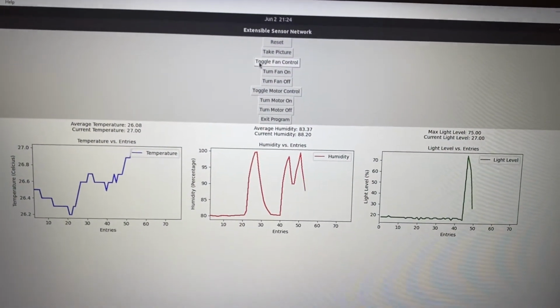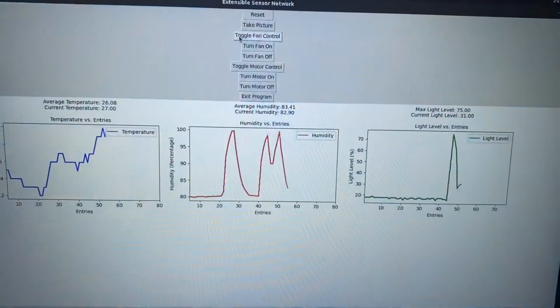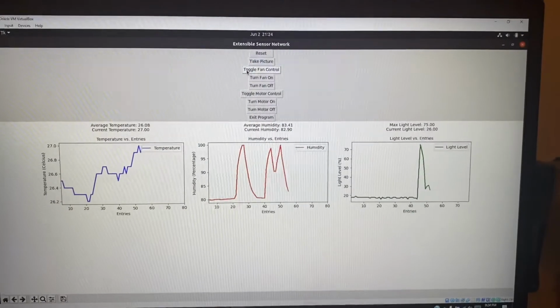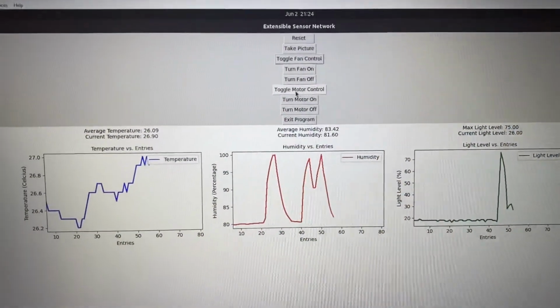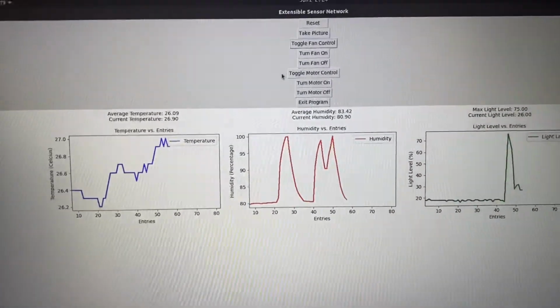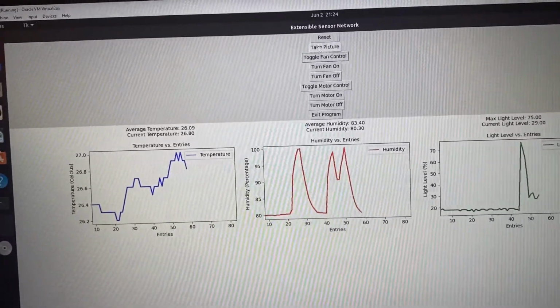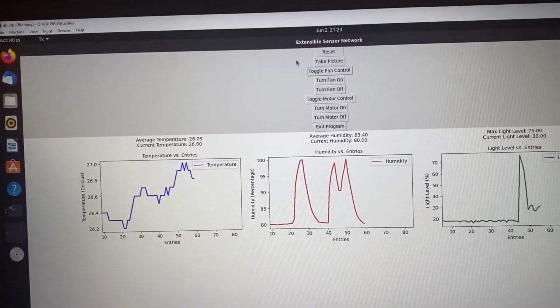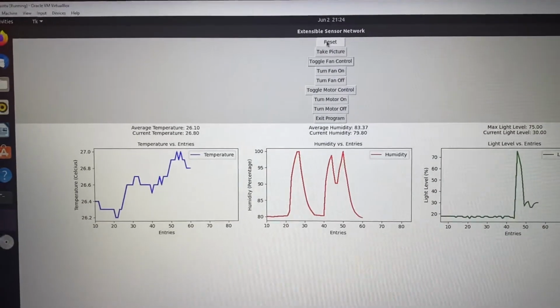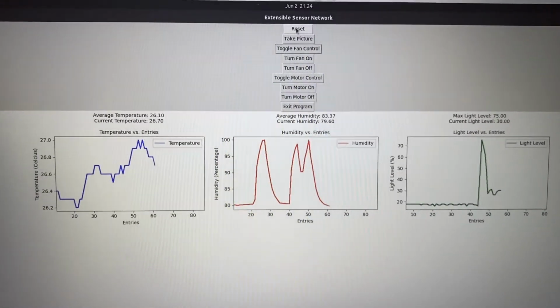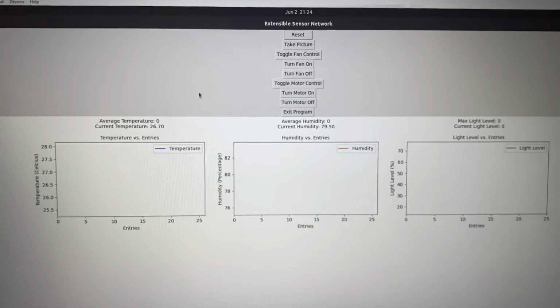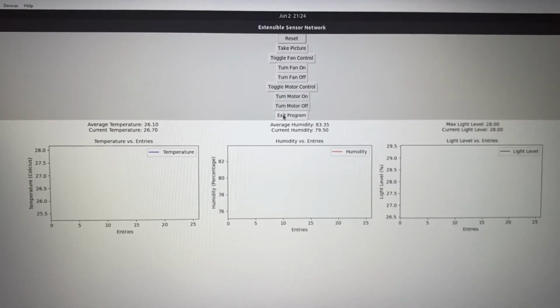As it drops back down below 85, my fan will turn off. I also have the ability to do this manual control with the motors, and I have the ability to take a picture with the camera at command, and I can reset my graphs at will as well. And I can exit the program.